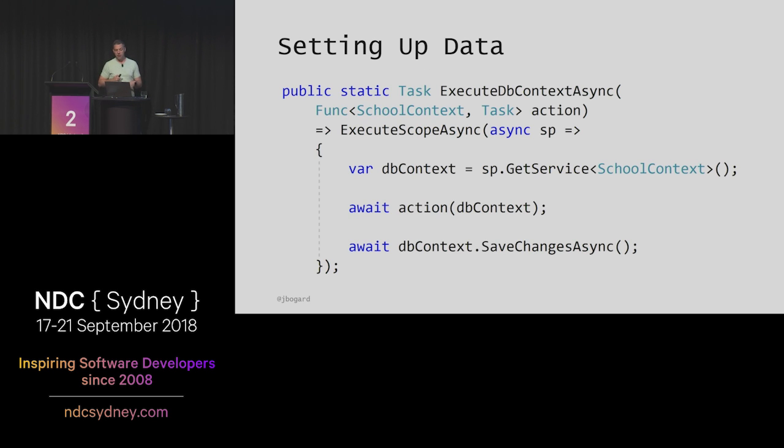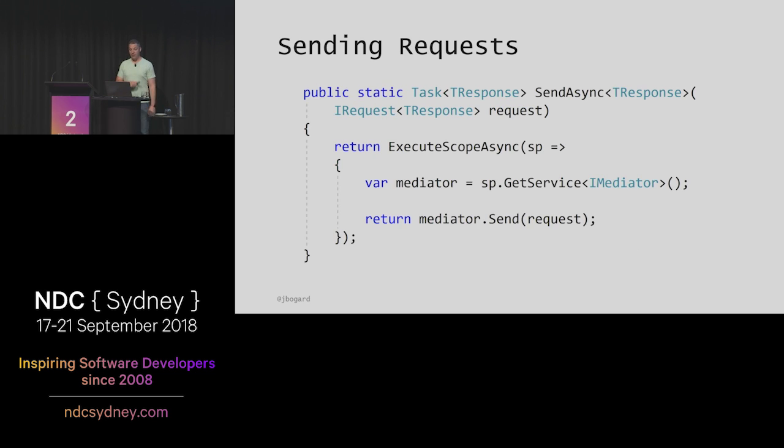If I need to set up data, that will also be done inside of some kind of scope. In this case, I'm passing in an action against the DB context. I will get the DB context out, perform whatever action you need upon it, and then call save changes to make sure all your changes are saved. I'll also have a helper method to send requests down. This will rely on that previous execute scope method to get out the Mediatr object, just like my Razor page or controller was doing, calling send to send the request down. That's all wrapped inside a scope, which means I have all of the pipeline behaviors and everything executing in the normal request pipeline of an ASP.NET Core application.